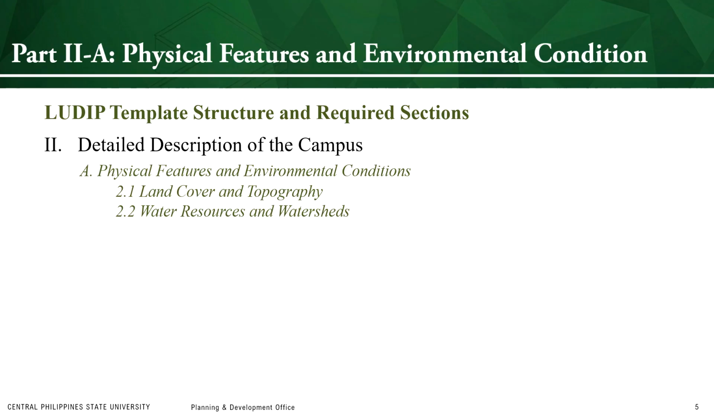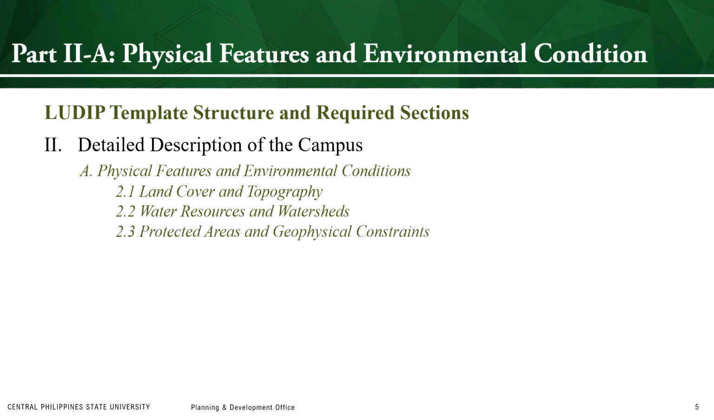Section 2.2, Water Resources and Watersheds. Here you describe the hydrological systems that support campus operations, river basins, watersheds, aquifers, and protected aquatic ecosystems. Mapping these is essential for sustainable water management and infrastructure planning.